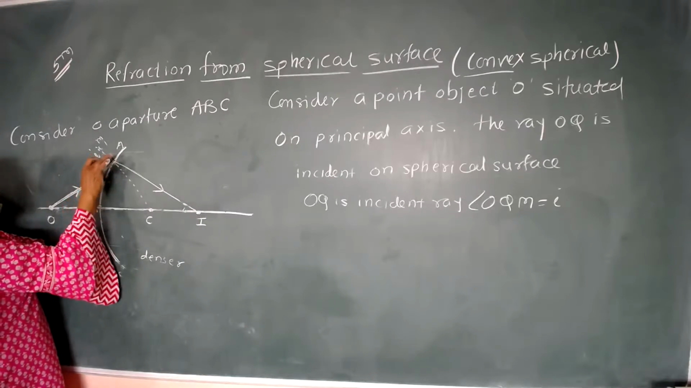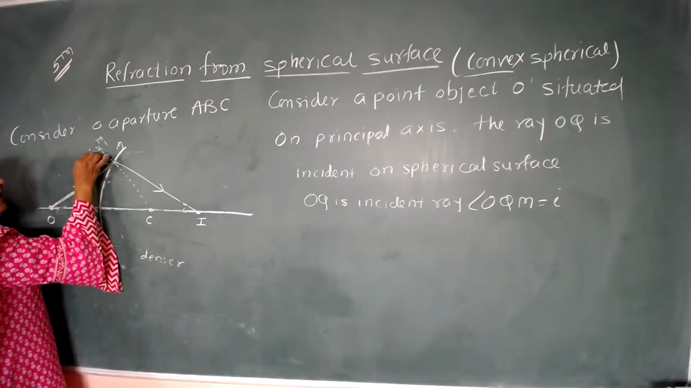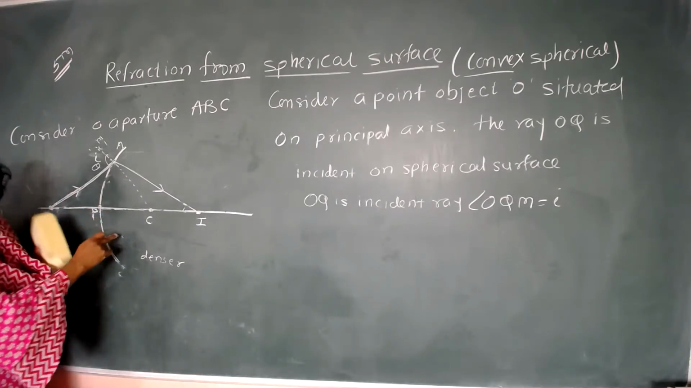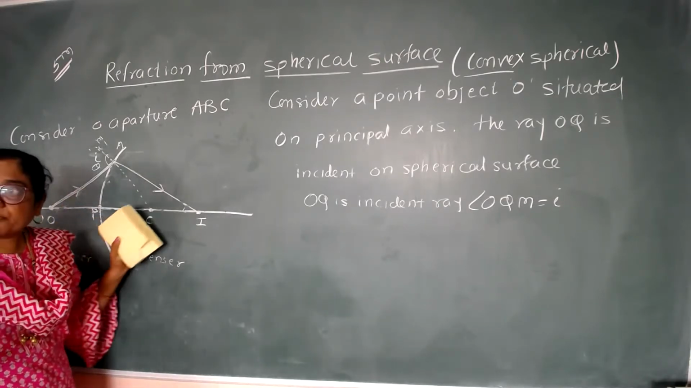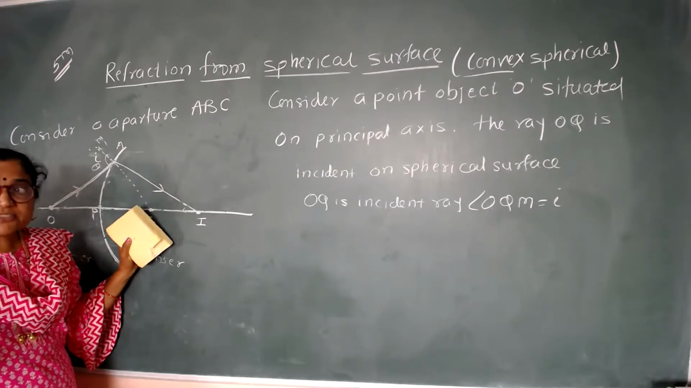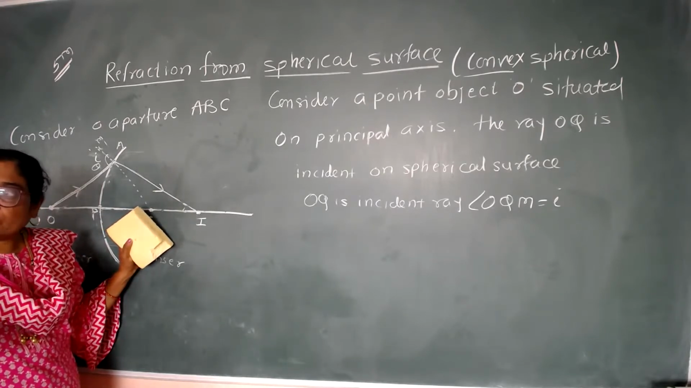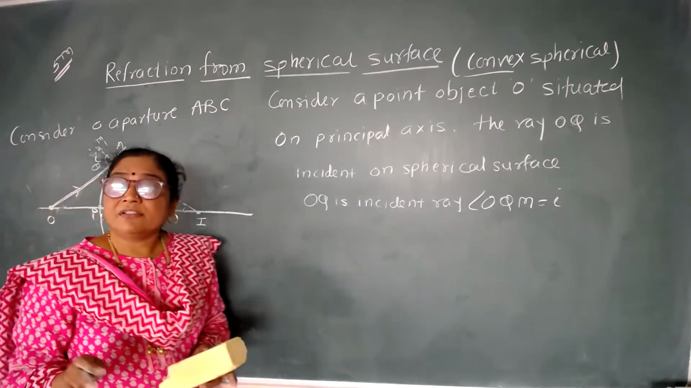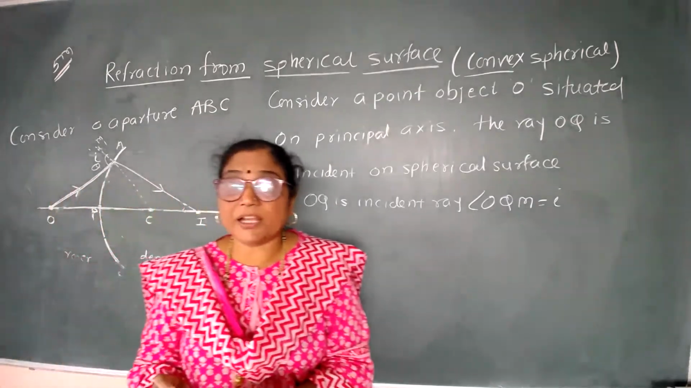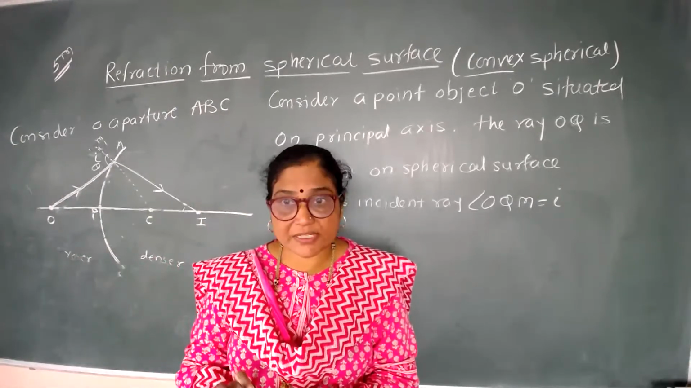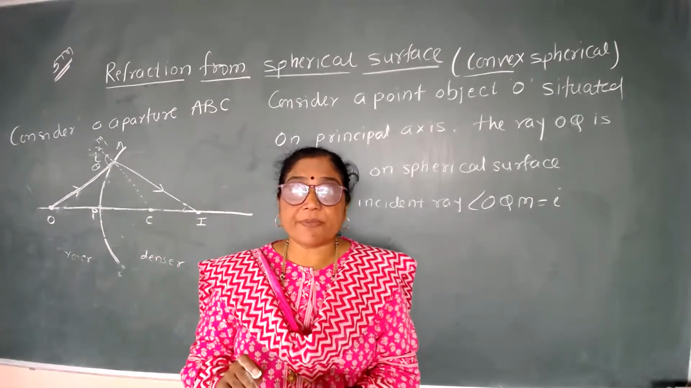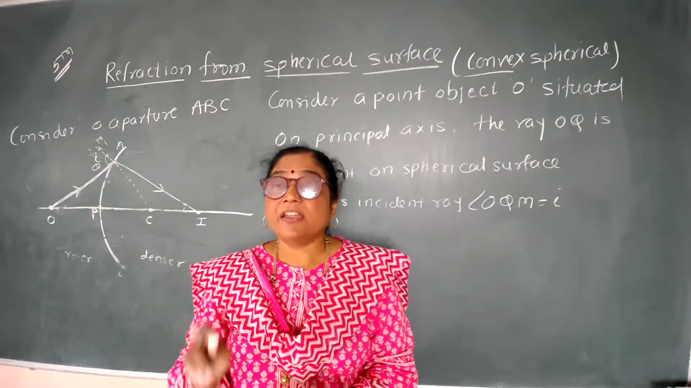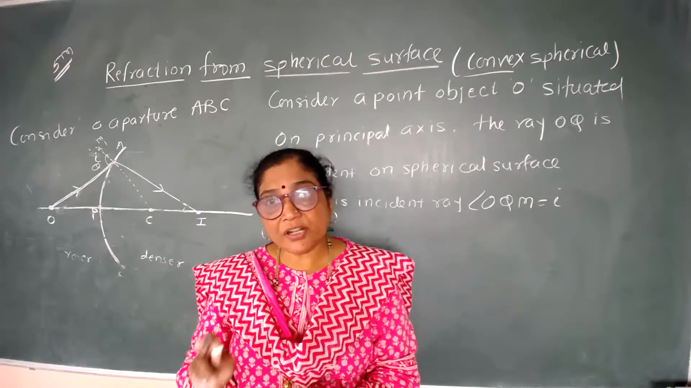See here, this angle is known as the angle of incidence I. The angle found between the incident ray and the normal ray is known as the angle of incidence I. The angle found between the refracted ray and the normal ray is known as the angle of refraction R.